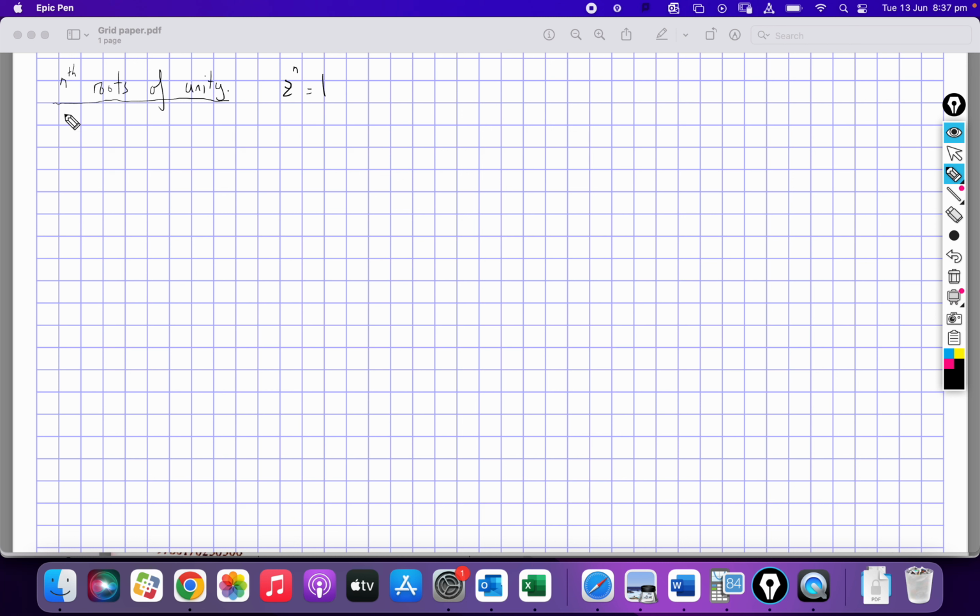But basically, solving some complex number to the power of n equals 1 is very simple. Let's say we had, I don't know, 6, so some complex number to the power of 6 equals 1. Now one of the solutions is 1. I'm going to try and draw an Argand plane and a circle at the same time. So there's my Argand plane.